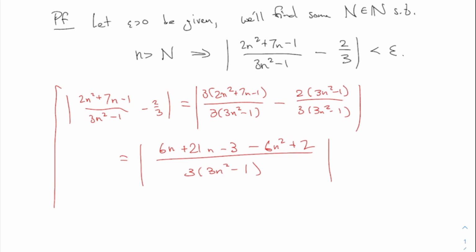Distribute the minus sign. Yeah? Did I mess it up? 6n squared, yeah, thank you. You got the squared.